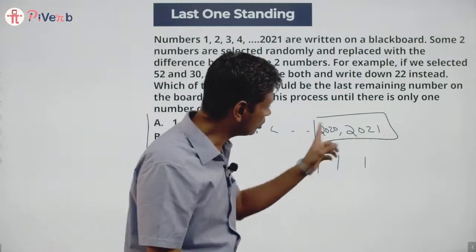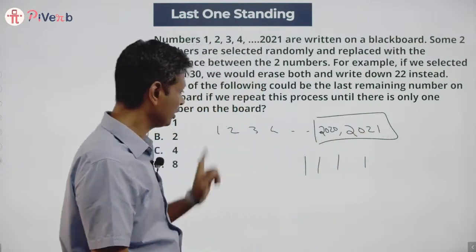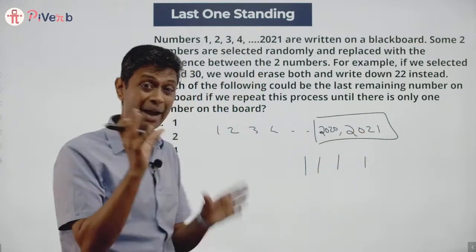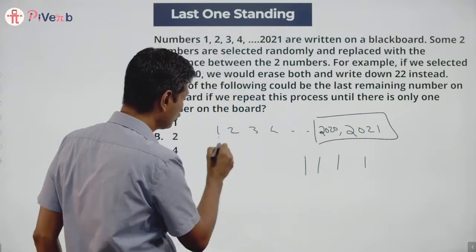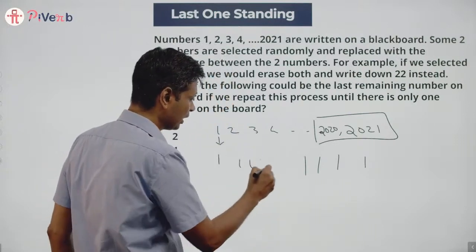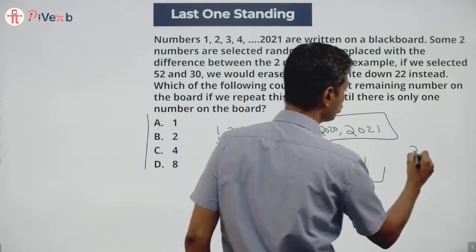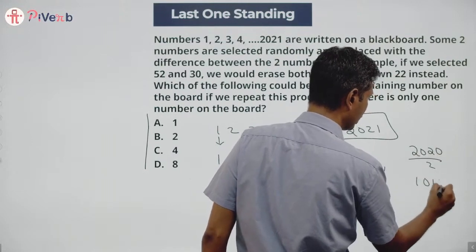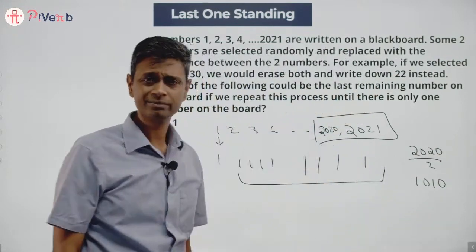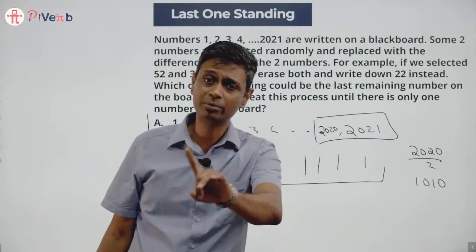But 2021 and 2020, I'm replacing it with 1. All the way till 3 minus 2 I'll do. I'm pairing it up. Every pair gives me a 1. Finally, I'll have this 1 remaining. And how many pairs are there? 2020 numbers I'm pairing up. 2020 by 2, 1010 ones will be there. Nice. So I have 1011 ones with me.